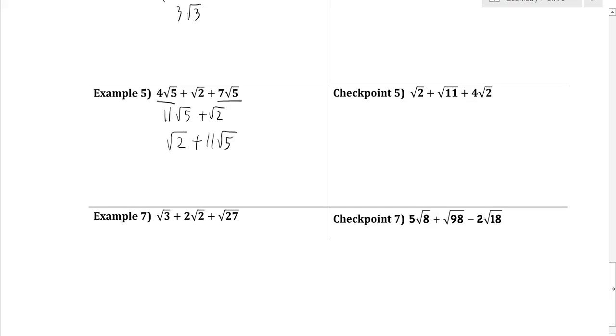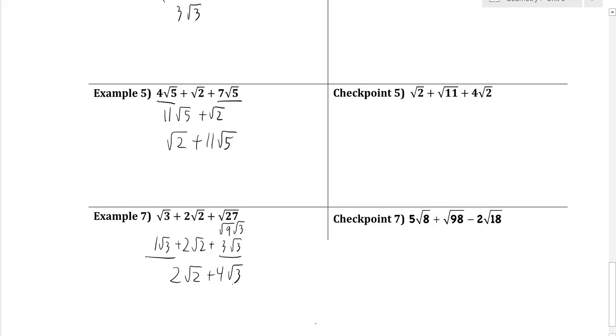So example 7, they don't always look alike even when they are alike. We can reduce the square root of 27. The square root of 27 is 9 times 3 is 27. So the square root of 9 is 3, giving 3 root 3. So then that is a like radical with 1 root 3. And you can combine your like radicals. 1 plus 3 is 4 root 3. So you have 2 root 2 plus 4 root 3.